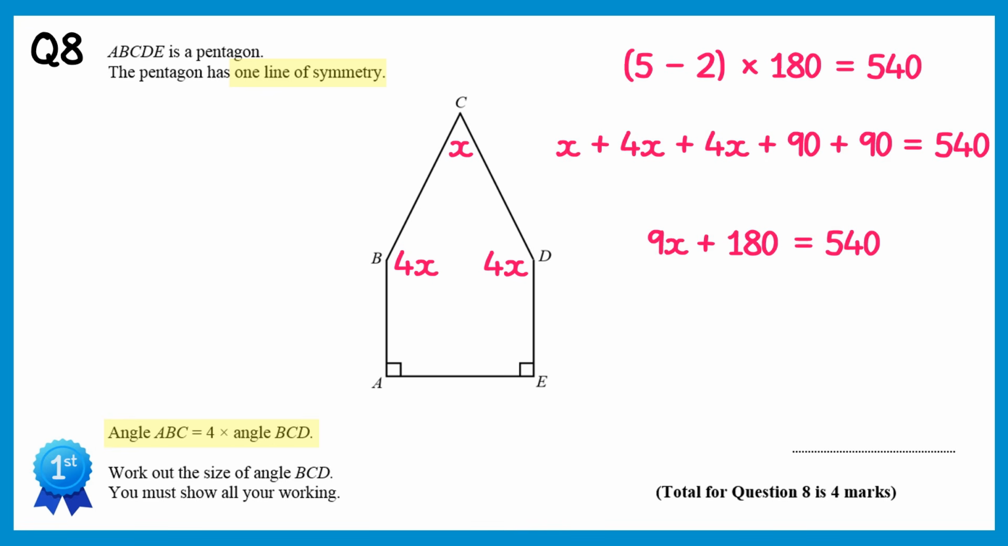So now we have an equation to solve. First of all, take away 180 from both sides. On the left side, this will give 9x, and on the right side, 540 take 180 gives you 360. Now divide both sides by 9. On the left, this gives you x, and on the right, 360 divided by 9 gives you 40. The angle we were asked for in the question is BCD, which is labelled x in the diagram, so we've now found it. It's 40 degrees.